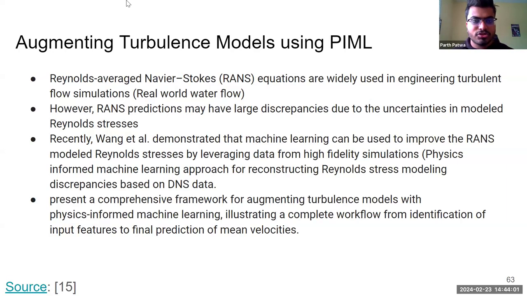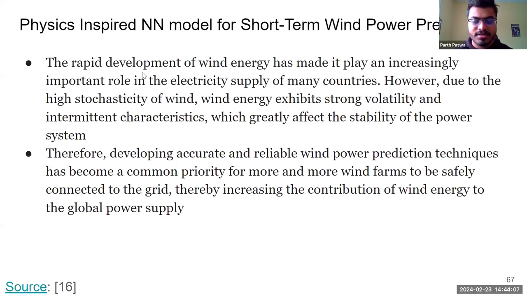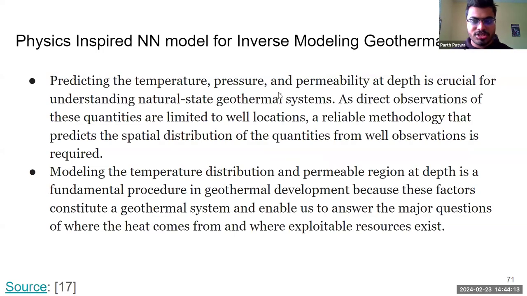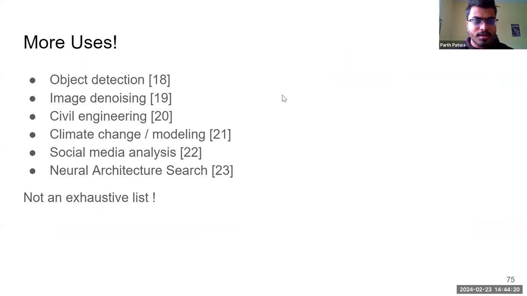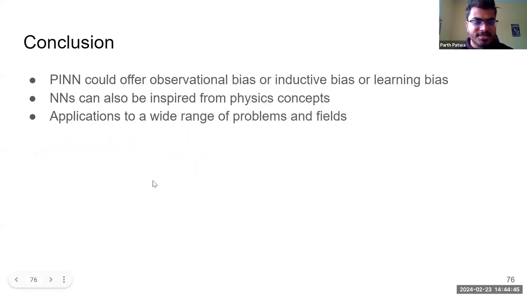And there are many other applications. It could be to predict the flow of water, wind power energy prediction, or for geology to check the temperature, pressure, and permeability at a depth. There are many, many uses. This presentation is not enough, and this is definitely not an exhaustive list. The intention here was to give an overview of how physics-inspired neural networks are being used. Other use cases could be in object detection, image denoising, civil engineering, neural architecture search, and countless other applications.